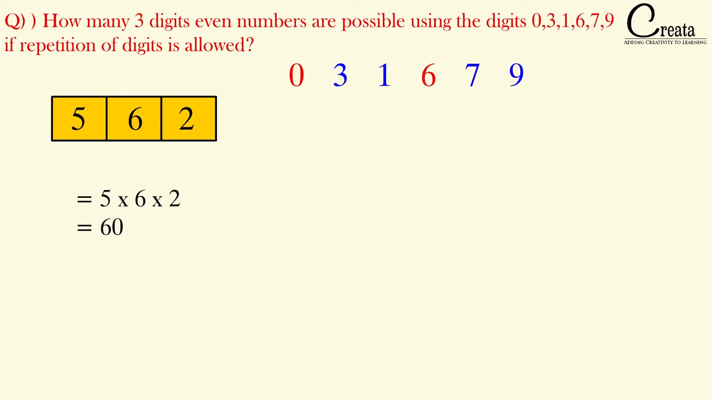Got the answer? The logic used in the question is the concept of the even number, that is, an even number should be divisible by 2. So only the number 0 and the number 6 can come in the last slot. And we cannot put the number 0 in the first slot because it will form a 2-digit number, and we have to form a 3-digit number. So these two basic logics are used to solve this question.